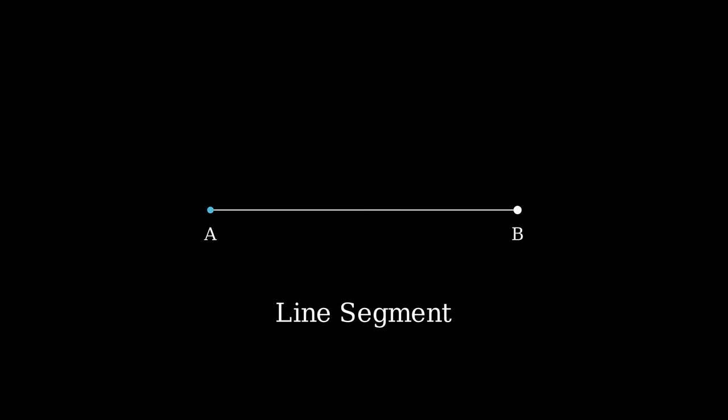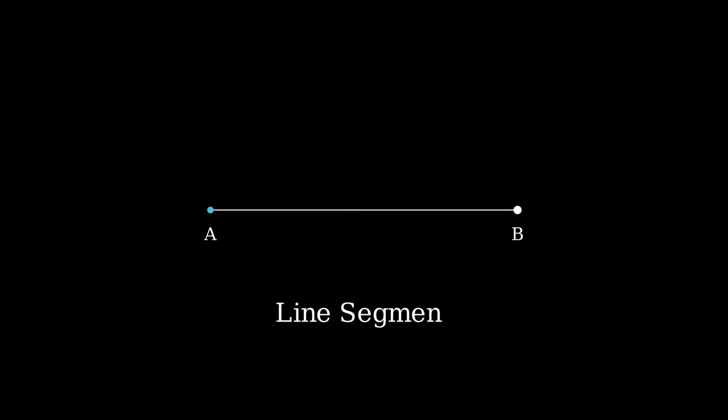Let's start by drawing a line segment. A line segment is a part of a line that has two endpoints. Here, we have points A and B, marking the endpoints of our line segment. Notice how the endpoints define the line segment. Without these, it's just a part of an infinite line. This is a line segment because it has a definite beginning and end.